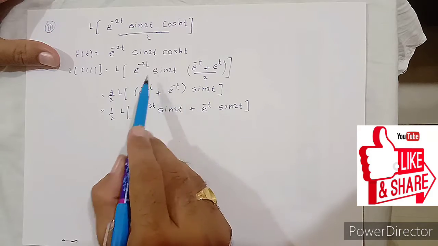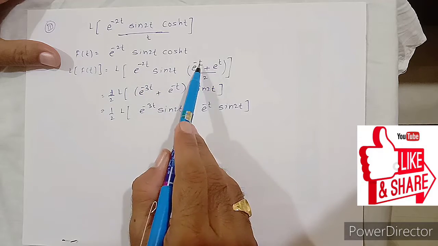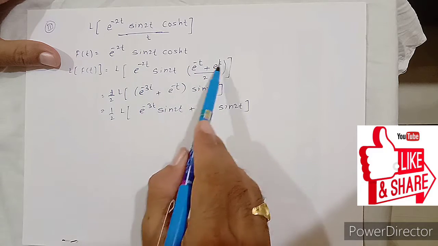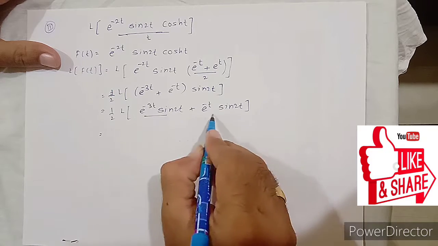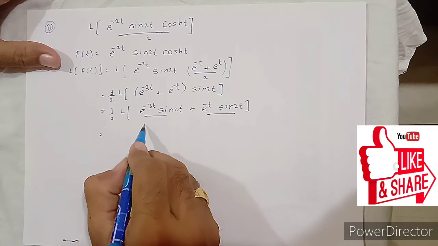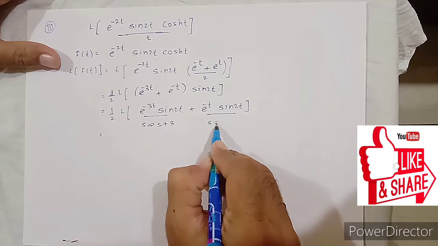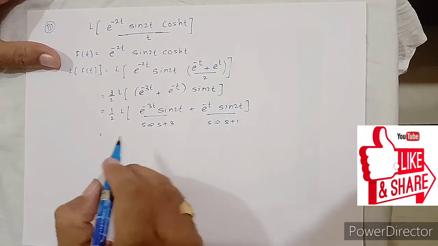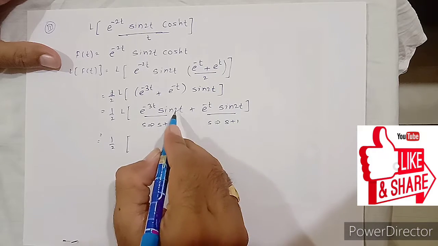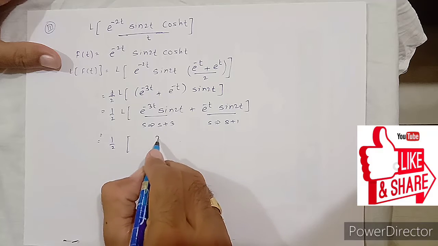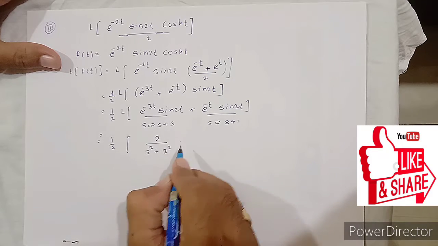Okay guys, if you have any doubts, see minus 2 plus minus 1, it is a minus 3, and minus 2 plus 1, it is a minus 1, right? Now guys, here two first shifting terms are available, so here replacement of s is s plus 3, and here replacement of s is s plus 1, right? So it is a 1 upon 2. First we find out Laplace of sin 2t. Sin 2t Laplace is 2 upon s square plus 2 square, right?